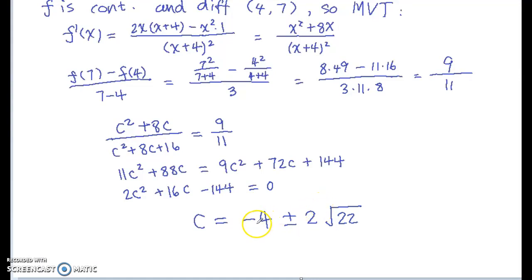But you need to note one of the roots, negative 4 subtract 2 times square root of 22, is not in the interval 4, 7, because it's negative. So the only solution, the c that is in that interval, is negative 4 plus 2 times square root of 22.